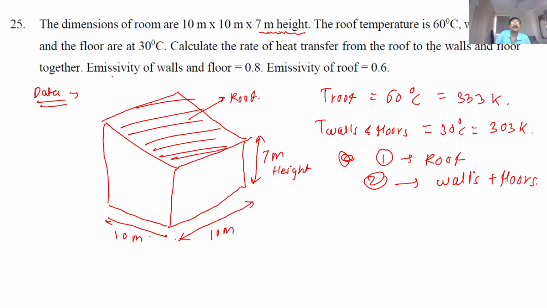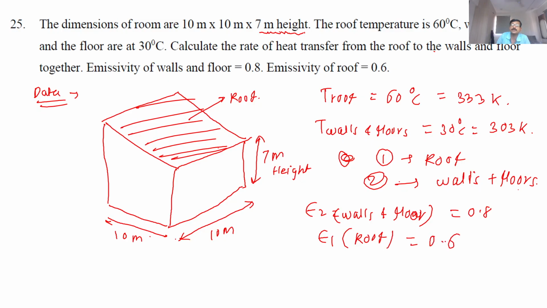Now they have given something extra, emissivity of walls and floor. So you have taken walls and floor as 2, so epsilon 2 means walls and floors, that is 0.8, and epsilon 1, that is roof, is 0.6. So this roof I give number 1, and the remaining 4 side walls and the bottom floor, whose emissivity is 0.8, I call number 2, and its emissivity is 0.8.